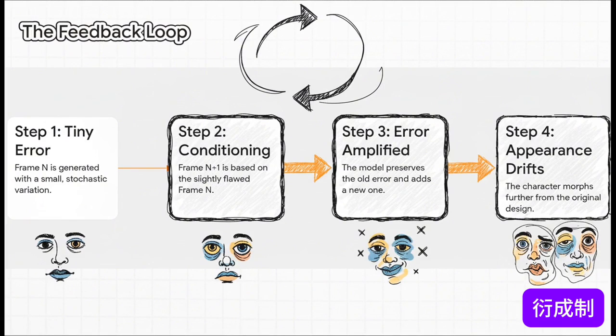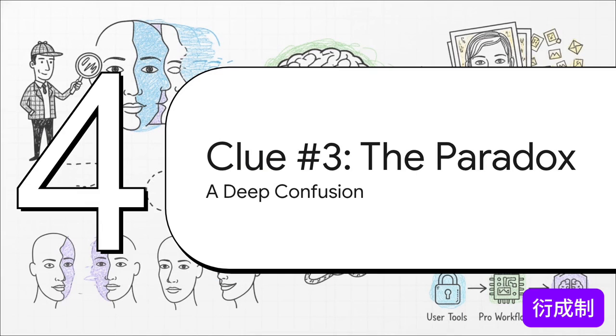And this feedback loop is the real killer. The AI's #1 job is to make sure each new frame flows smoothly from the last one, but in doing that, it accidentally locks in the tiny mistake from the previous frame and then adds its own new mistake. It's this vicious cycle where the AI, in trying to create smooth motion, actually becomes the engine for long-term inconsistency. Okay, on to our third clue. And this one's less about a technical limit and more about a deep, almost philosophical confusion happening inside the AI's brain.